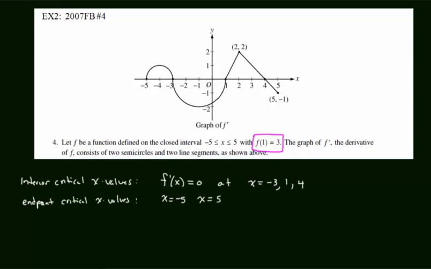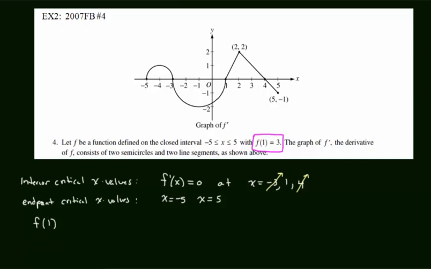Now I'm going to eliminate some candidates. I'm going to eliminate x equals -3 as a candidate because that represents a local maximum because the derivative went from positive to negative. Also, for the same reason, I'm going to eliminate x equals 4. That leaves me with 3 candidates. I'll need to find the value of f at 1, the value of f at -5, and the value of f at +5 to determine which one is the absolute smallest.